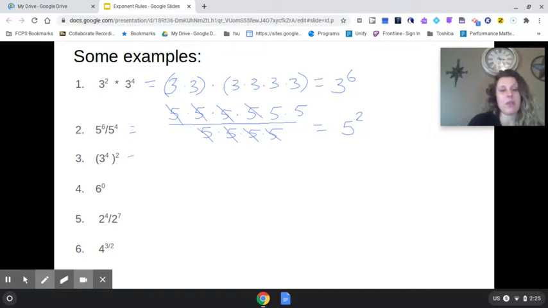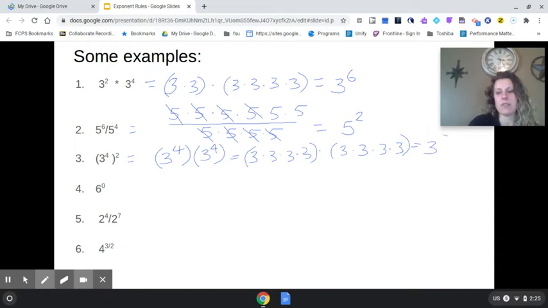Okay, the next one, we have 3 to the 4th that's being squared. So if I first expand the squared idea, we have 3 to the 4th, and we're multiplying it by itself, 3 to the 4th. Each of those 3 to the 4ths means that we're multiplying 3 by itself 4 times. So there's the first one. And if I multiply and expand that 3 to the 4th out for the second one, we again see that we're just multiplying 3 by itself, this time 8 times. So again, noticing the exponents, we multiply the 4 times the 2 to get the 8th power.